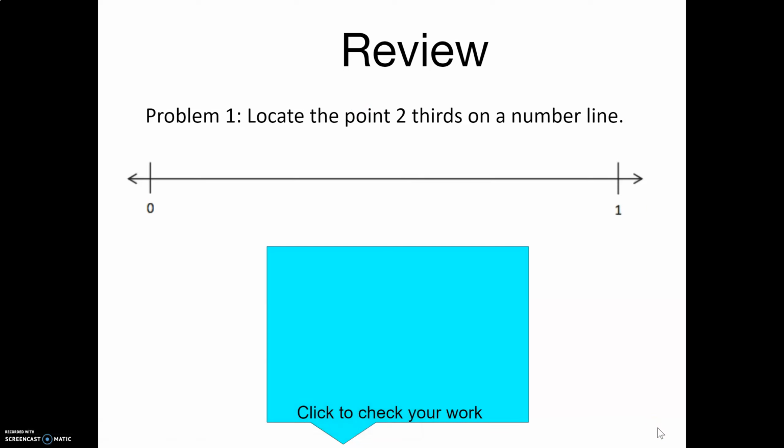Now, I'd like for you to try to locate the point 2/3 on the number line. 2/3. So think about how will you divide your number line into thirds? How many marks will you have to draw to make thirds? Go ahead and do that now.